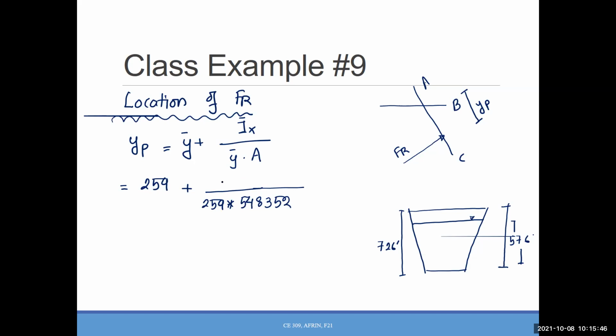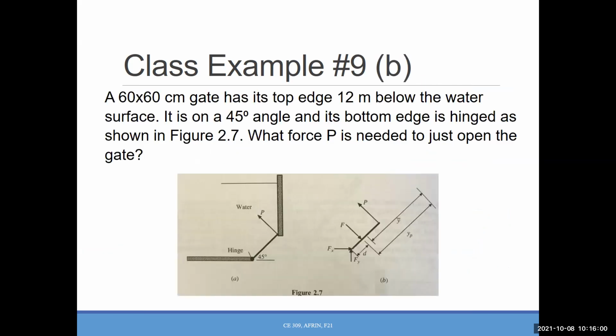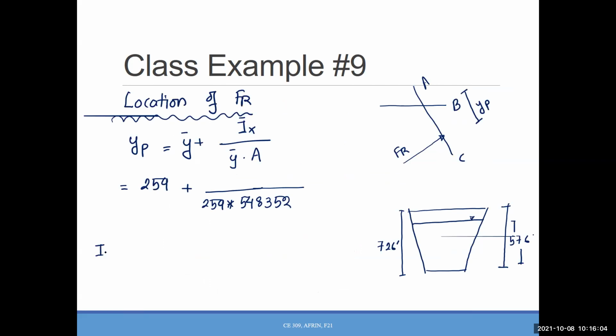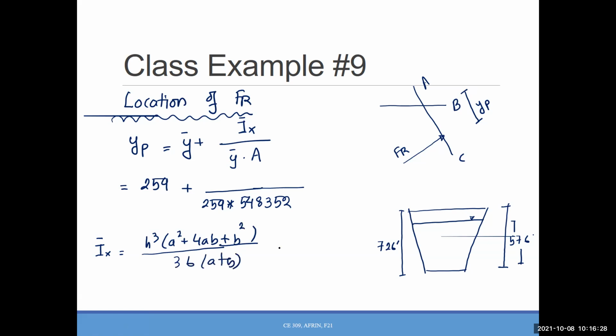Now we need to calculate the Ix. Again, you will go to that one, and you can use this one here. So that should be the Ix. Equation is what? H cubed times A squared plus 4AB plus B squared over 36 times A plus B. Okay, so get that number and then we will work on that.